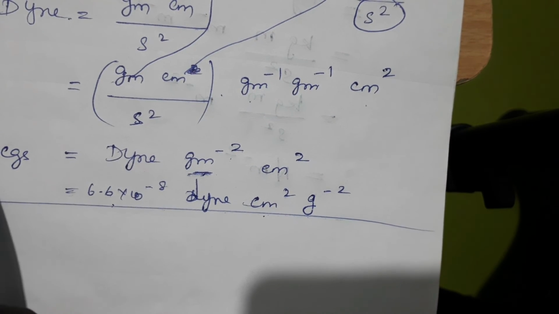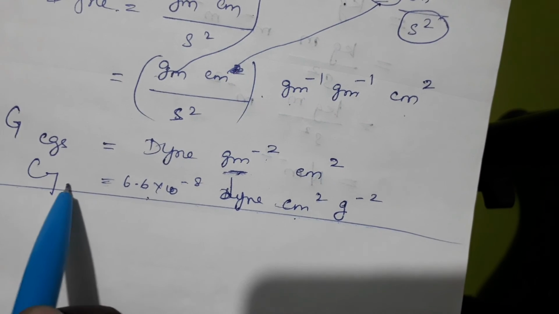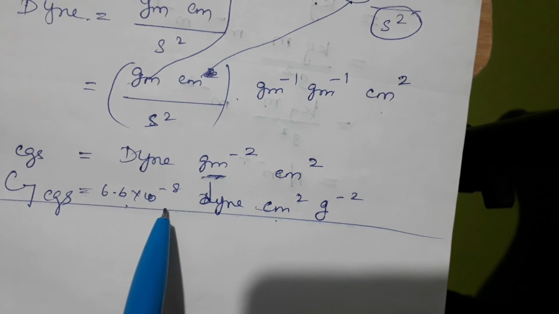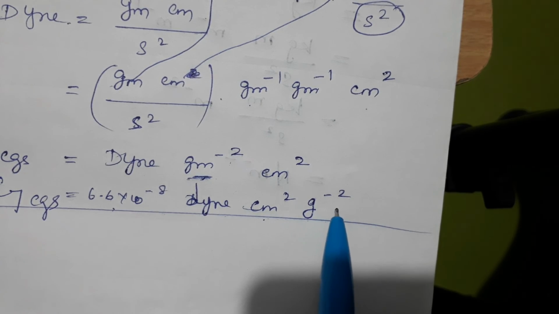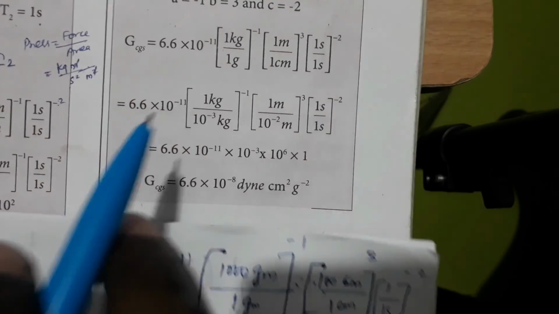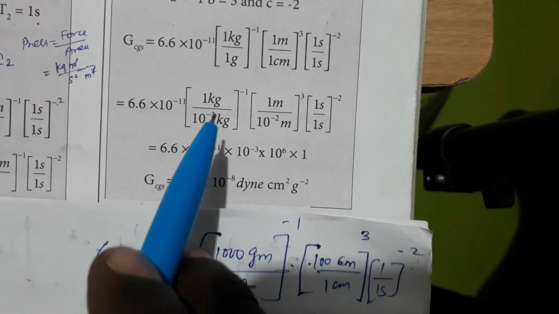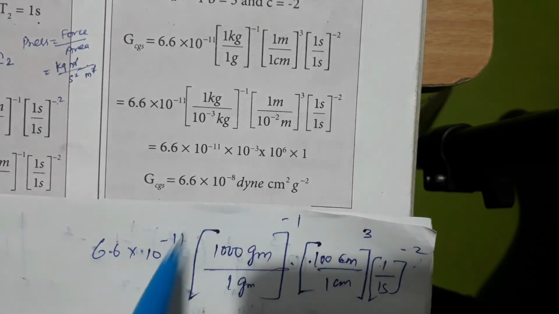Finally, the gravitation constant G in CGS units is equal to 6.6 into 10 to the power minus 8 dyne centimeter square gram to the power minus 2. I hope you have understood. There is only one confusion here, in this part where it should have been converted into grams, that is CGS units, which is not done here.